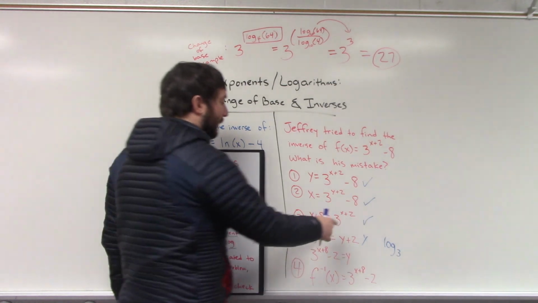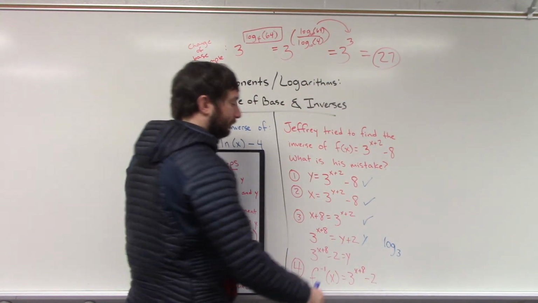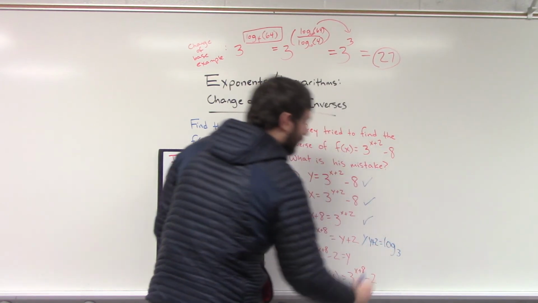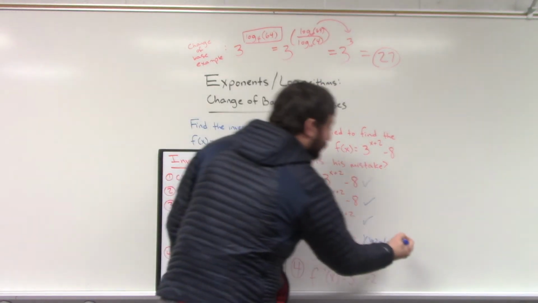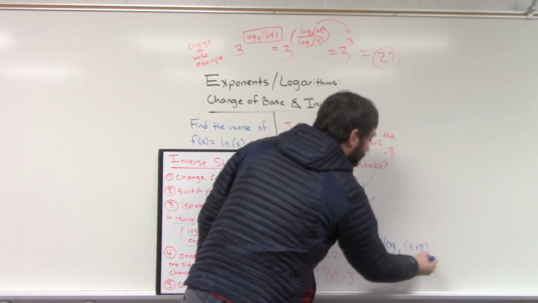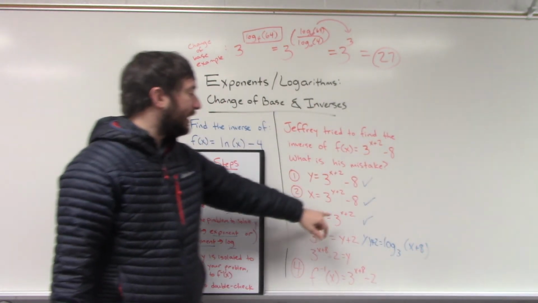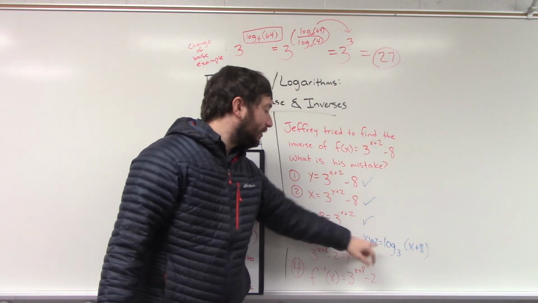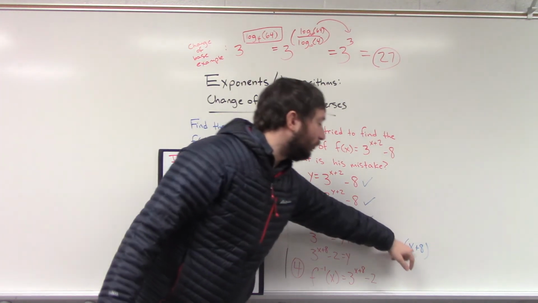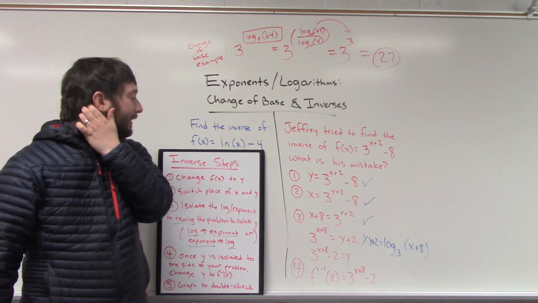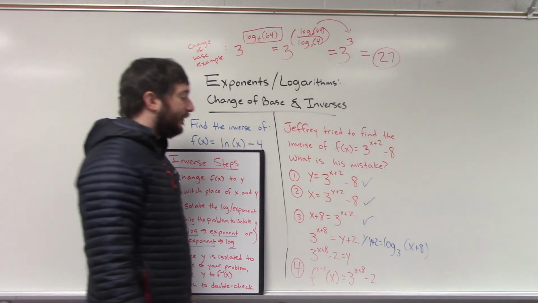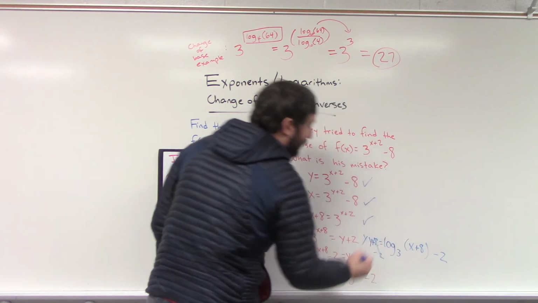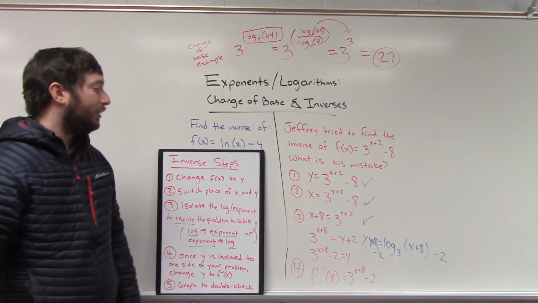So y plus 2 will move to the other side of the equation. x plus 8 should move to the other side of the equation as well. So notice in this case, y plus 2 should end up on the left side like this, and x plus 8 should move to the right side of the equation like that. And then finally, you would want to get y by itself. So subtract 2 from both sides to get rid of that on the left-hand side of the equation.